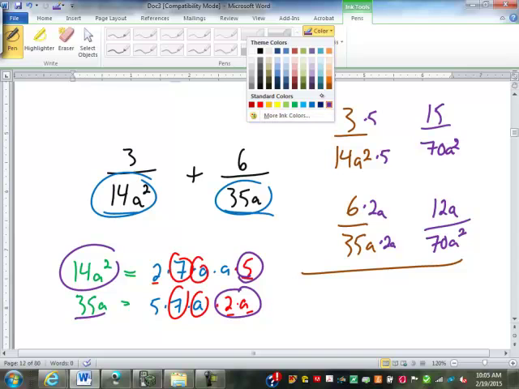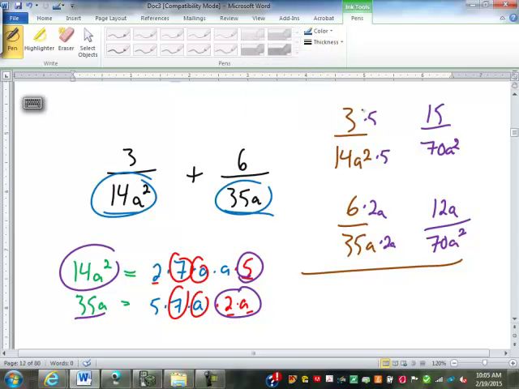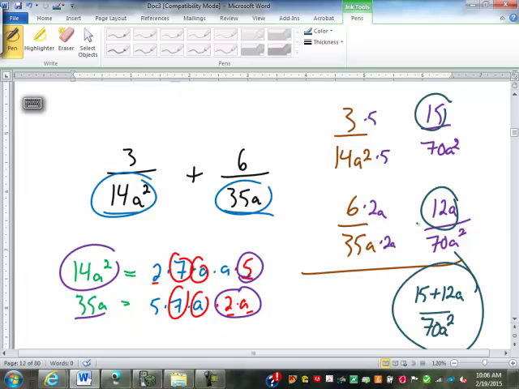So now when we go to combine, we have the same name. We're going to keep that same name of 70a squared. 15 plus 12a is 15 plus 12a. Oh, I did it again. I always want to add that. You always want to make it 27a? I do. Yeah, you can't do that. They have different names. You can't actually add them. Right.